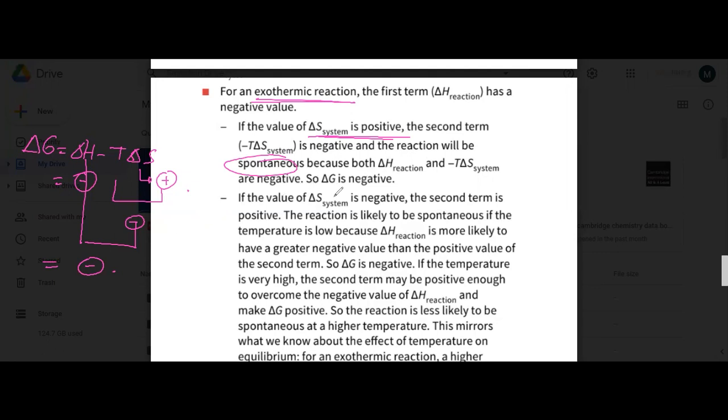Now predict what happens if the delta S system is negative. If the delta S system is negative, the second term will be positive, right? So delta G will be negative because of delta H, and this term is positive. The reaction is likely to be spontaneous if the temperature is low, because then the value of T delta S will be small and positive. So delta H will win, and delta G will stay negative at low temperature.